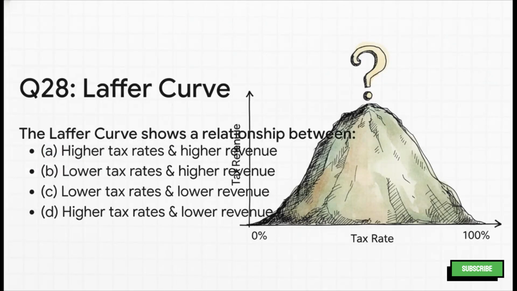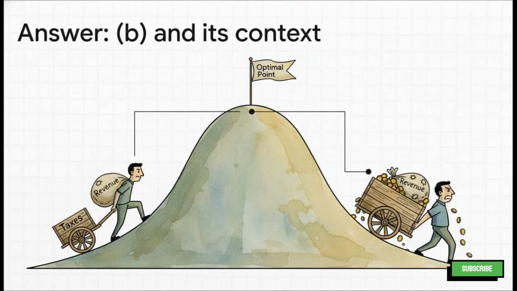Next question is about the Laffer curve. What is the relationship that this curve shows? Look at the options carefully, because this one can be a little tricky. The correct answer is tied to the idea that sometimes lower tax rates can lead to higher revenue. This is the core concept of the Laffer curve.